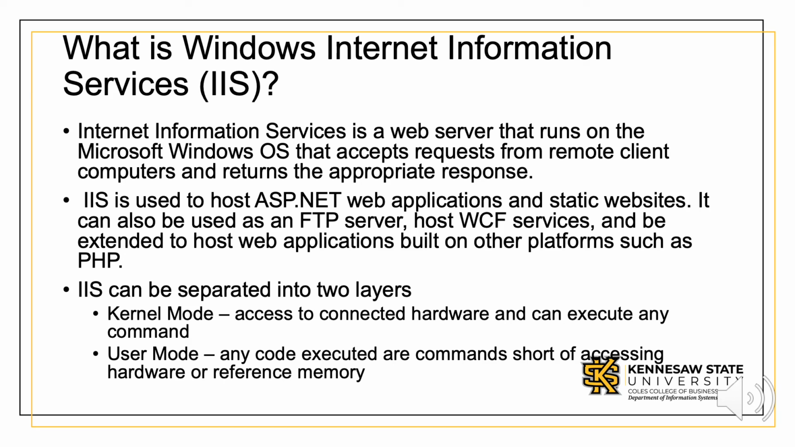What is Windows Internet Information Services, IIS? Internet Information Services, otherwise known as IIS, is a web server that runs on Microsoft Windows OS. It accepts requests from remote client computers and returns the appropriate response. IIS is used to host ASP.NET web applications and static websites. It can also be used as an FTP server or host WCF services, and can be extended to host web applications built on platforms such as PHP.